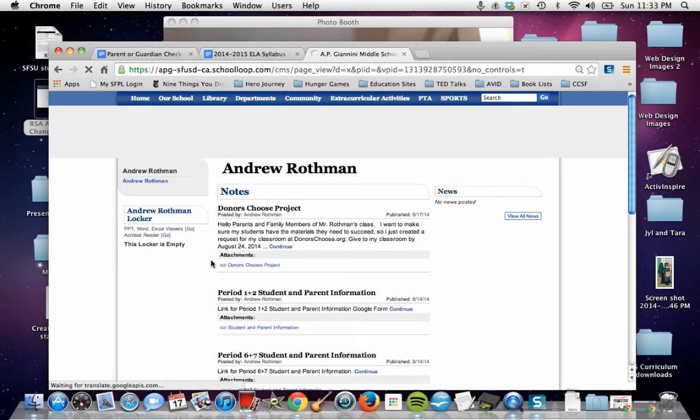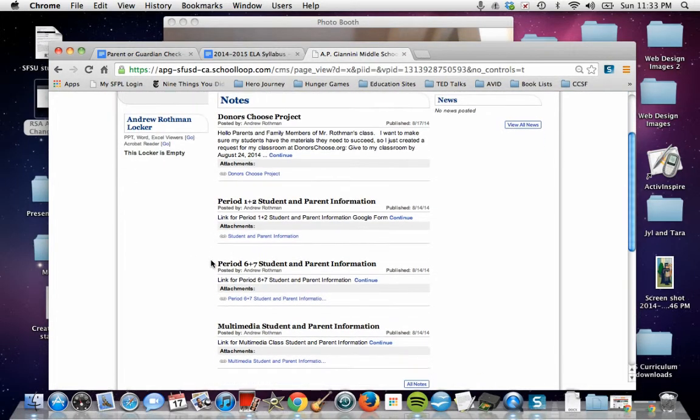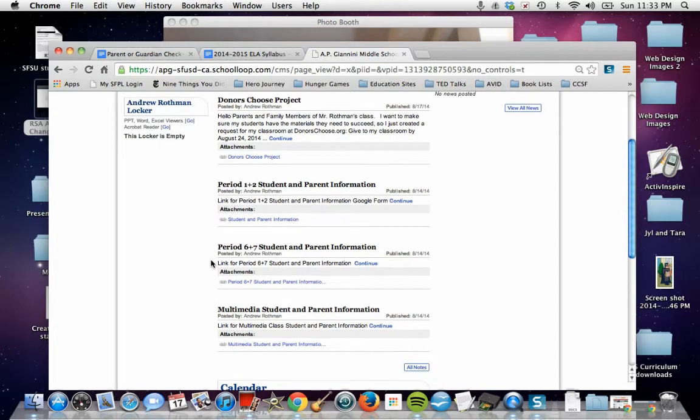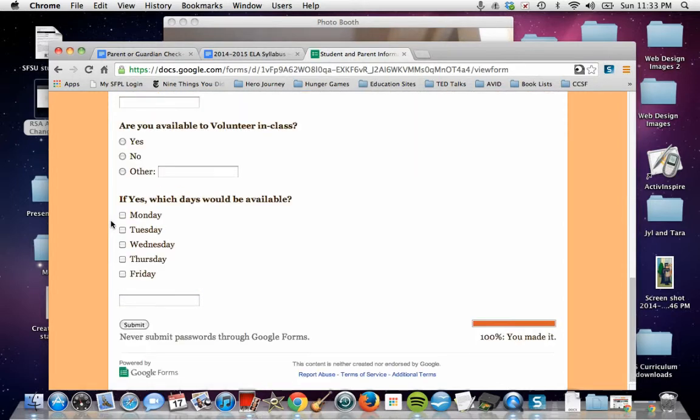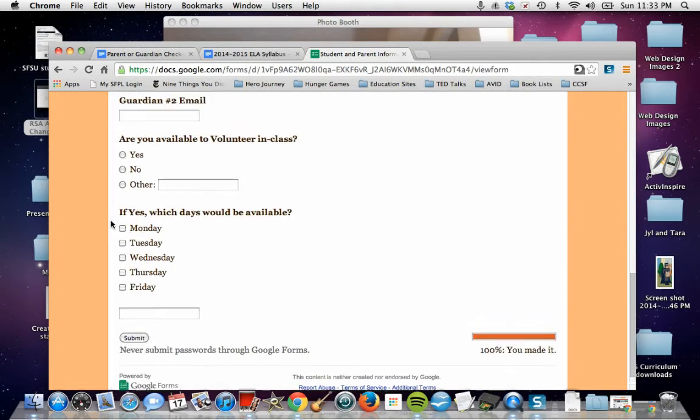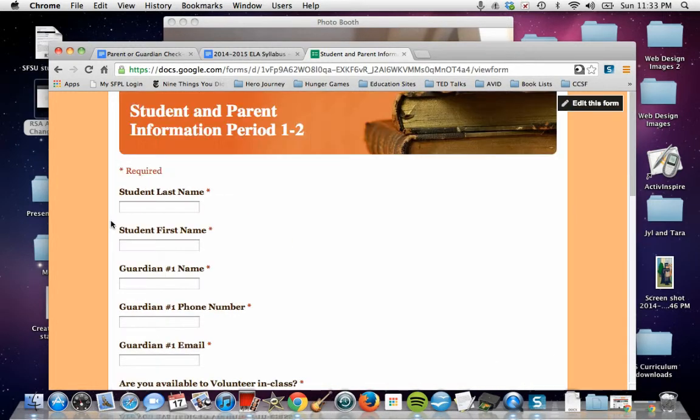One is that I'm trying to collect student and parent information, email addresses and phone numbers. Depending on what period your student is in my class, whether the 1st and 2nd period block or the 6th and 7th period block, I have a link here to a Google form. It's going to look like this, and it's really easy to fill out, instead of having to write it out and then for me or whoever to transfer it all by hand into a spreadsheet. It will automatically be fed into a spreadsheet. Please take the time to fill this out.